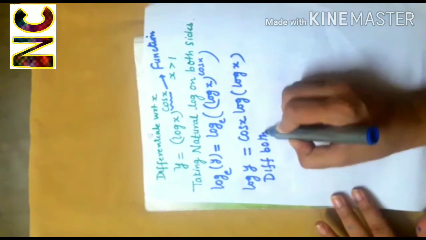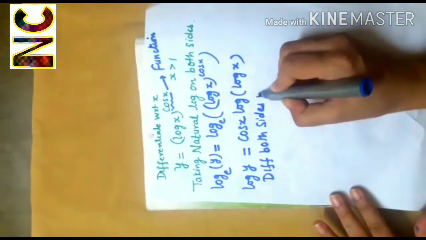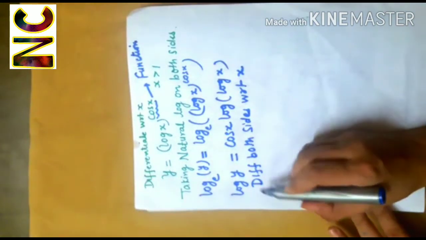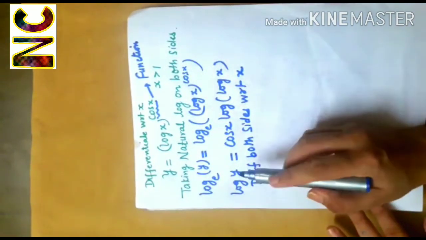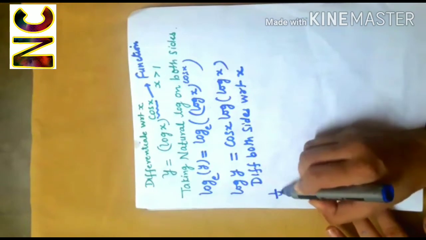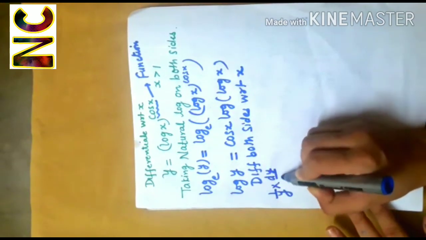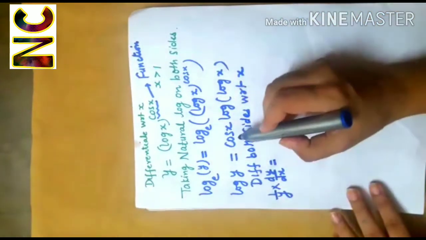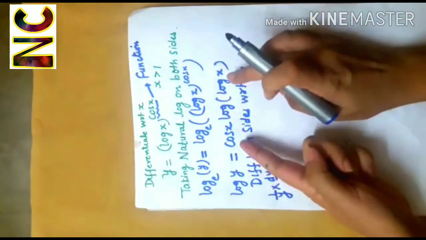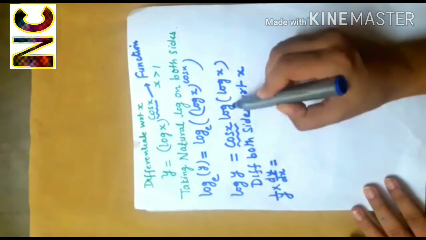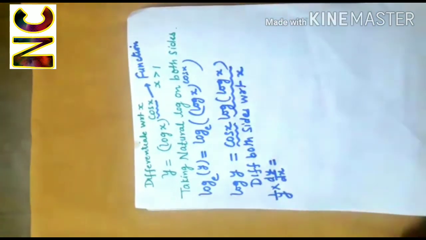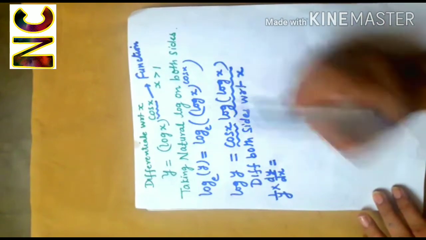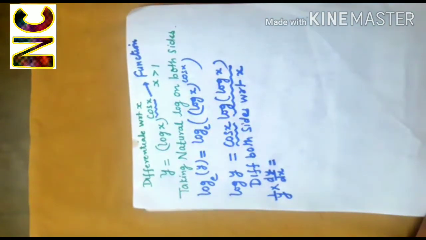Differentiating both sides with respect to x, I'll get the derivative of log y with respect to x, which is 1 by y into dy by dx, equals, yes, I have to find out the derivative of this. Here you can see two functions are getting multiplied, cos x and log of log x. So I will apply the product rule.